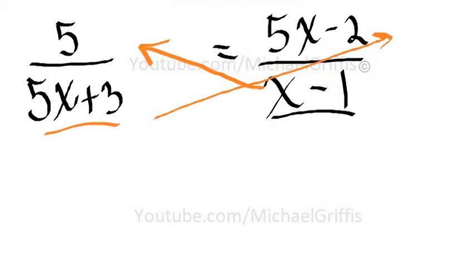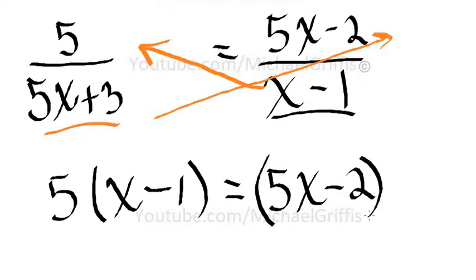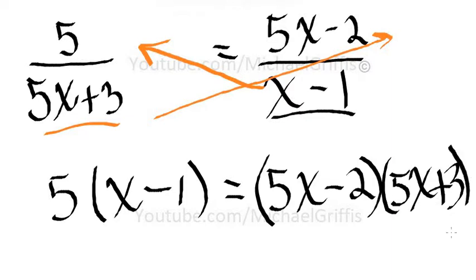Helps us avoid having to rewrite the problem several times. So we have 5 times x minus 1 is equal to 5x minus 2 times 5x plus 3.